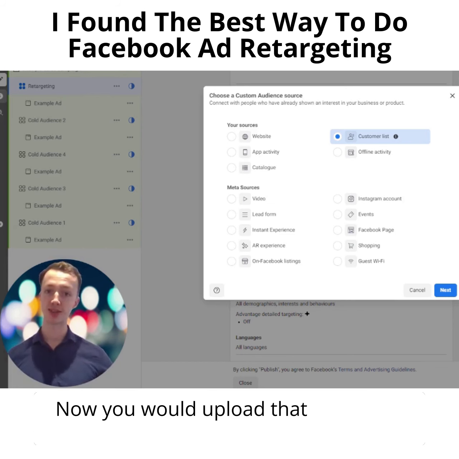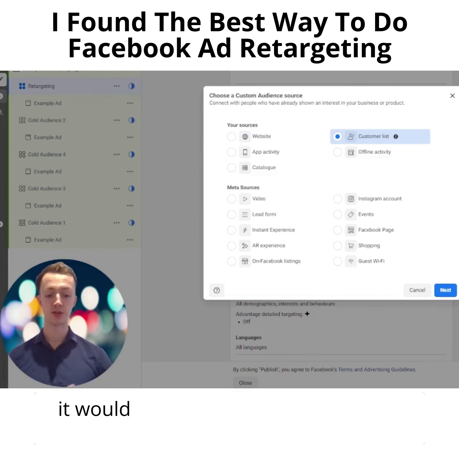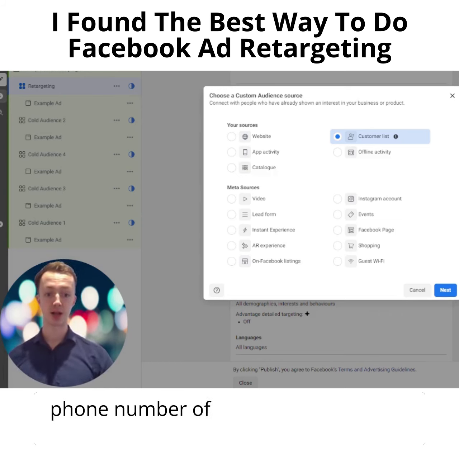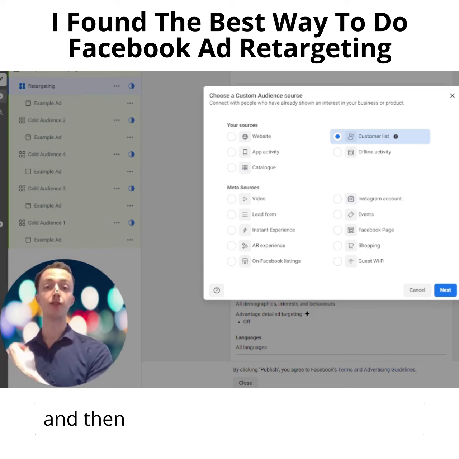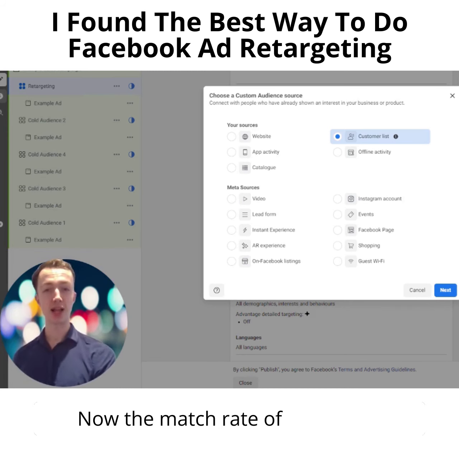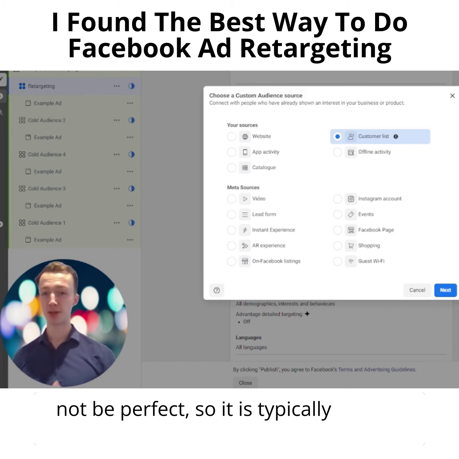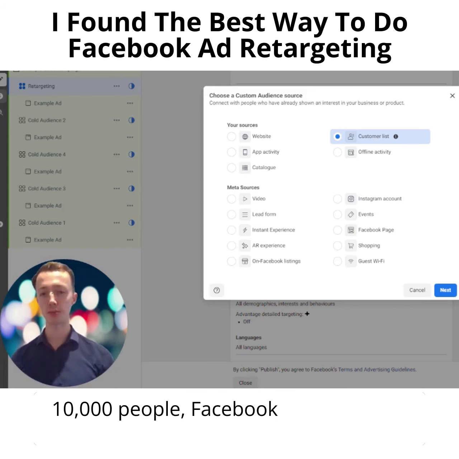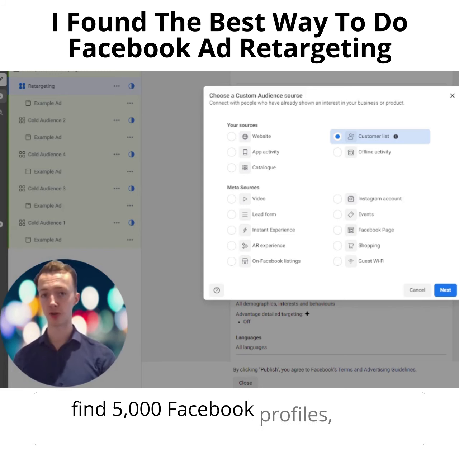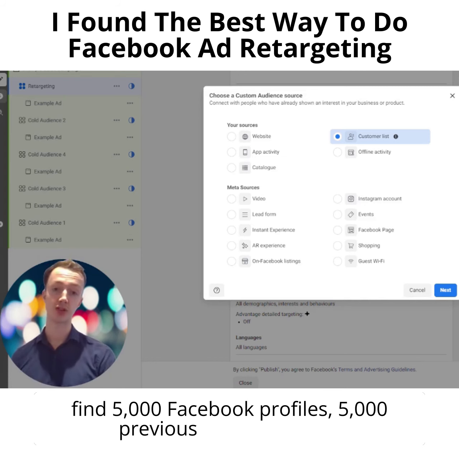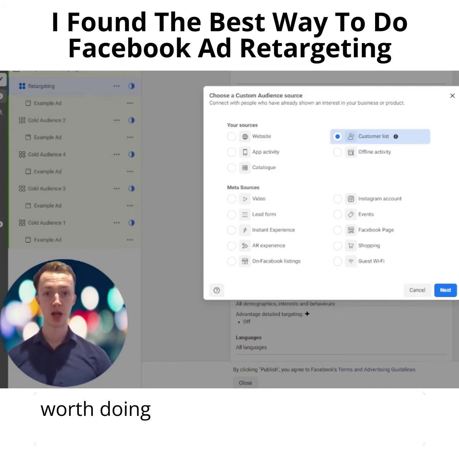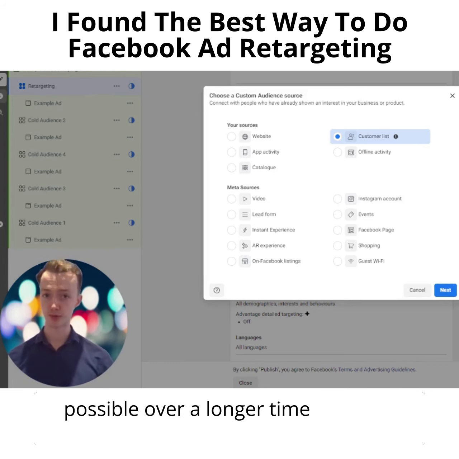Then you'd upload that CSV file to Facebook, and it would look at the associated name, email address, and phone number of the Facebook profile that is attached to that name, email address, and phone number, and then Facebook will target those people. Now the match rate of that might not be perfect, so it's typically around 50%. So if, for example, you upload a customer list of 10,000 people, Facebook might only be able to find 5,000 Facebook profiles, that 5,000 previous customers that they'd be able to target, but still highly worth doing to have as much information as possible over a long enough time frame as possible.